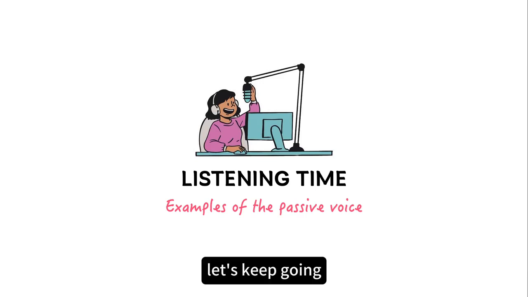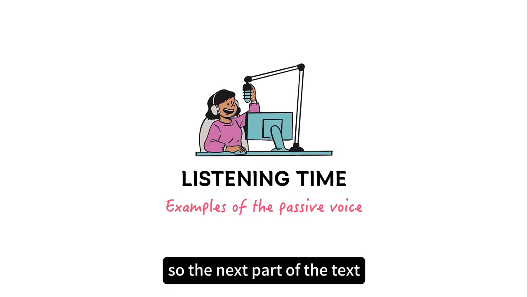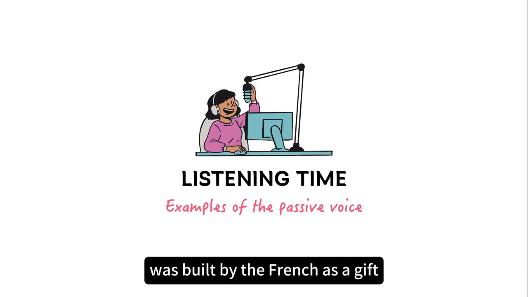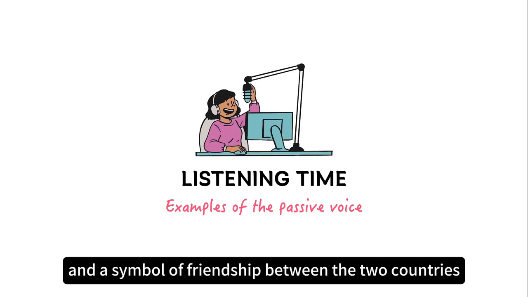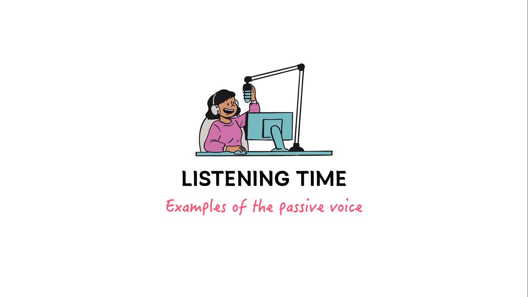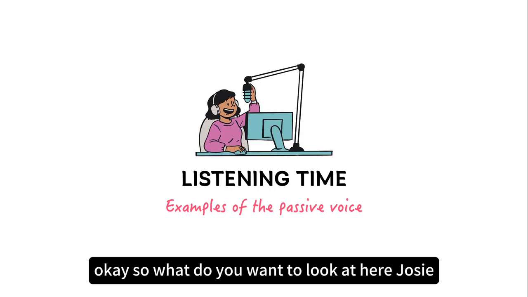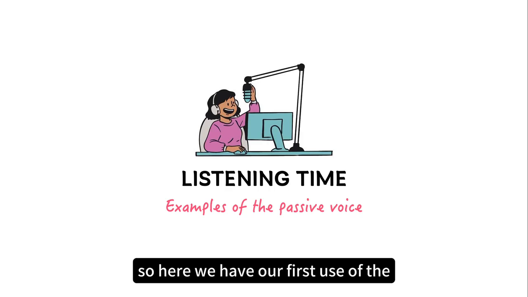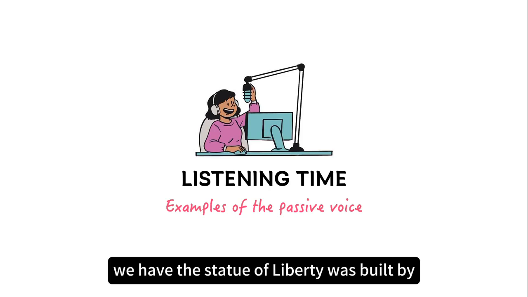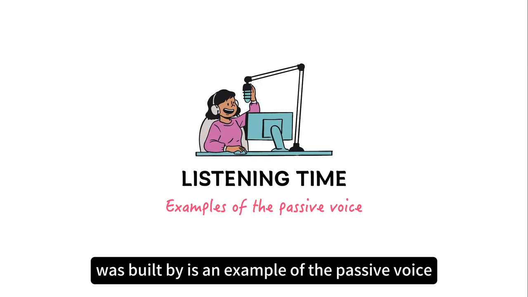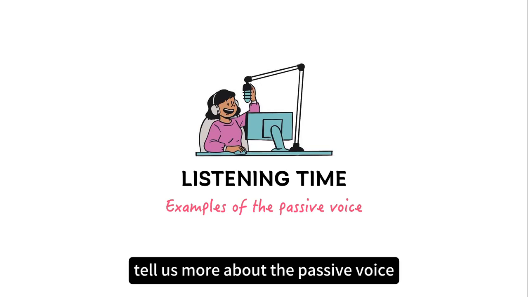Absolutely. Let's keep going. So the next part of the text: the Statue of Liberty was built by the French as a gift to the United States of America and a symbol of friendship between the two countries. Okay, so what do you want to look at here, Josie? So here we have our first use of the language point I'd like to focus on in this episode. We have "the Statue of Liberty was built by." "Was built by" is an example of the passive voice. Tell us more about the passive voice.